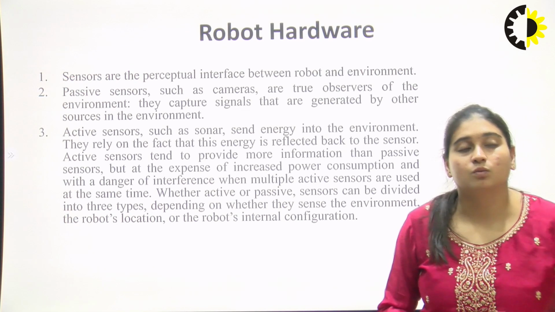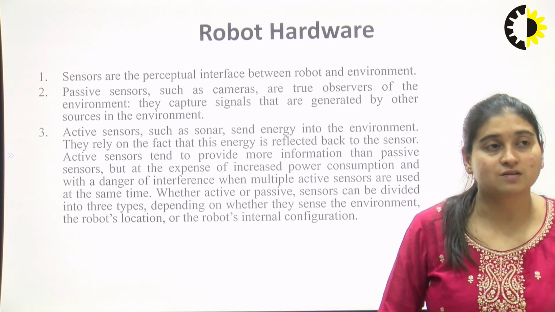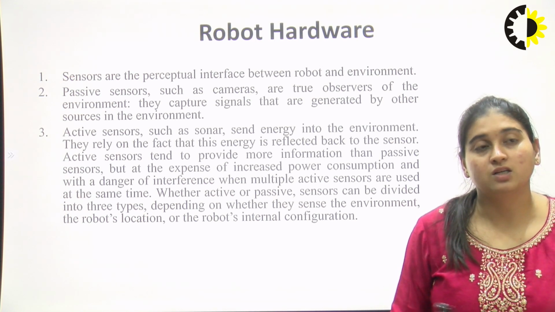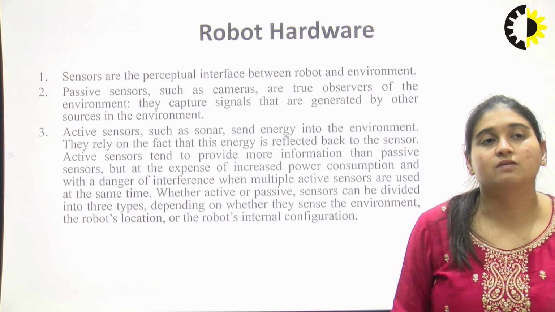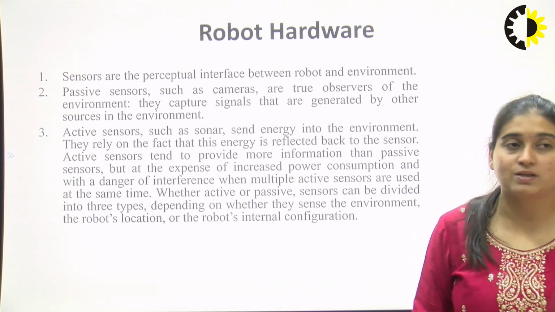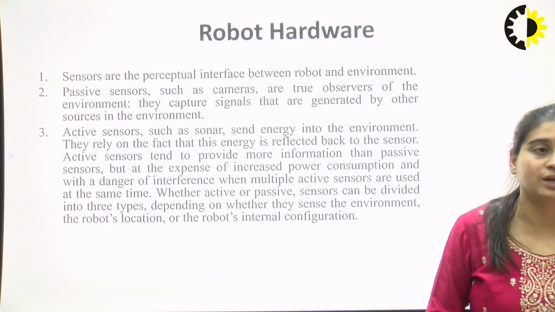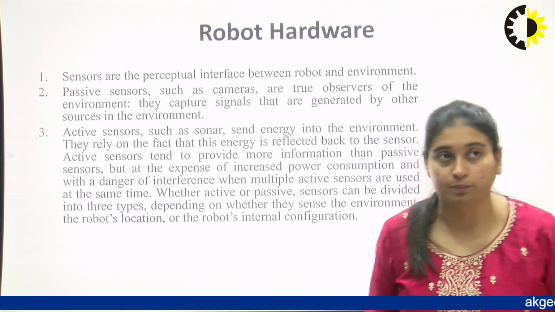Active sensors provide more information than passive, at the expense of increased power consumption and with the danger of interference when multiple active sensors are used at the same time. Whether active or passive, sensors can be divided into three types depending on whether they sense the environment, the robot location, or the robot internal configuration.